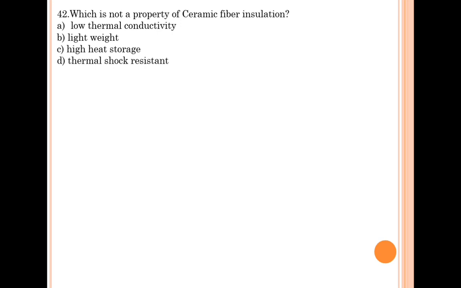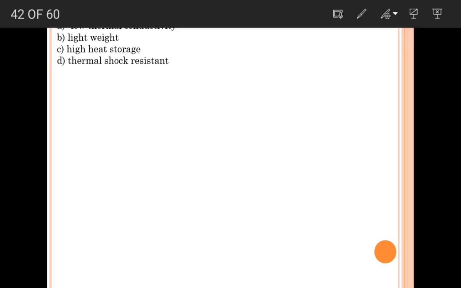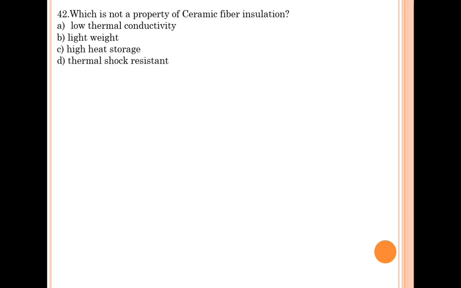Question 42. Which is not a property of ceramic fiber insulation? Ceramic fiber insulation properties are low thermal conductivity, it is very lightweight, and thermal shock resistance. So here the option should be C, that is high heat storage. As we know, ceramic fiber insulation normally does not have a tendency to store high heat. Here it is written high heat storage, which is the wrong property. So option number C is the answer here.